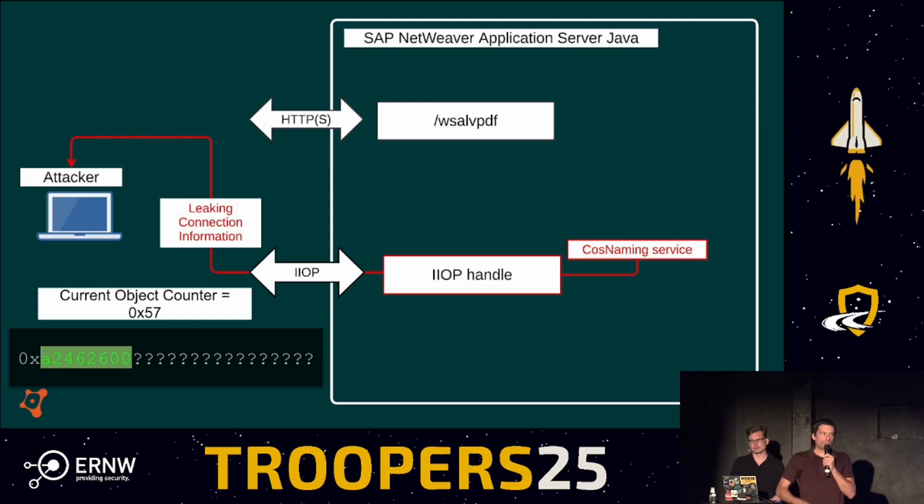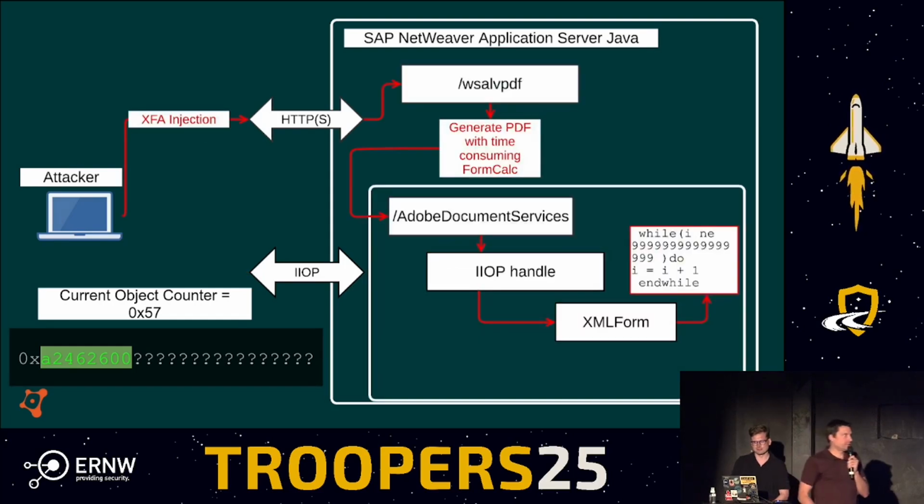Now, this is where we go back to one thing. Remember the XFA injection at the beginning. This is where it resolves everything, you will see. During our tests, we thought, hey, remember, we found an injection. What if we inject something very long to consume time, like this while loop on the right? What happens? Okay, the request goes to the XML form. The XML form tries to generate the PDF.